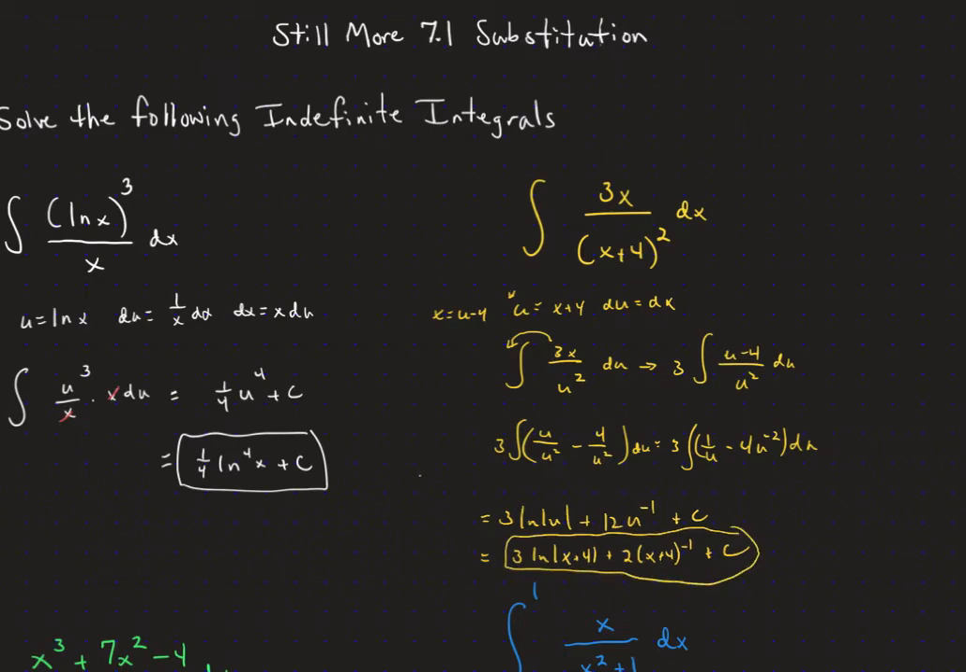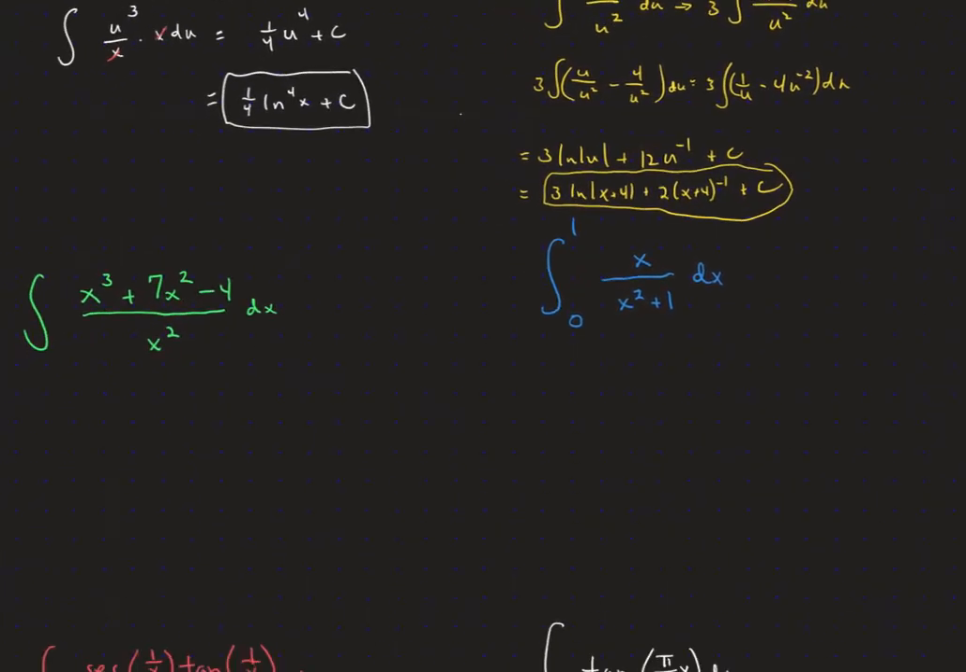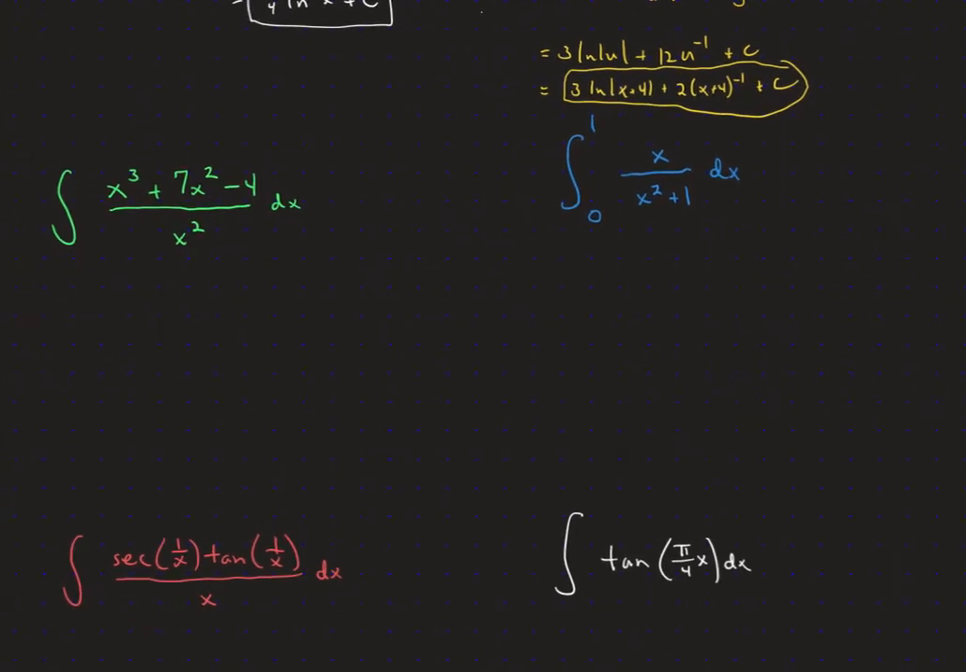Let me slide this up a little bit. So the next one, we're going to separate this and think of that as x to the third over x squared plus 7x squared over x squared minus 4 over x squared dx. So that's going to be just x, and that'll be a plus 7, and then we're going to think of that as an x to the negative 2 dx.